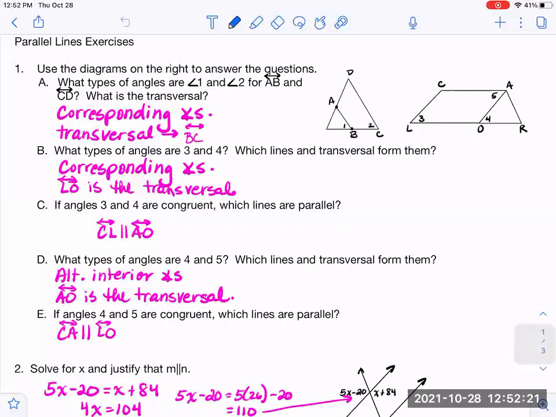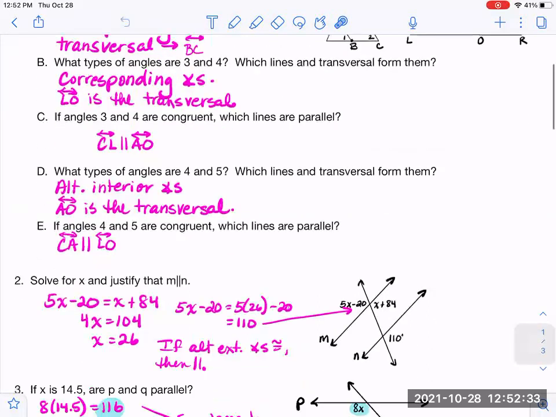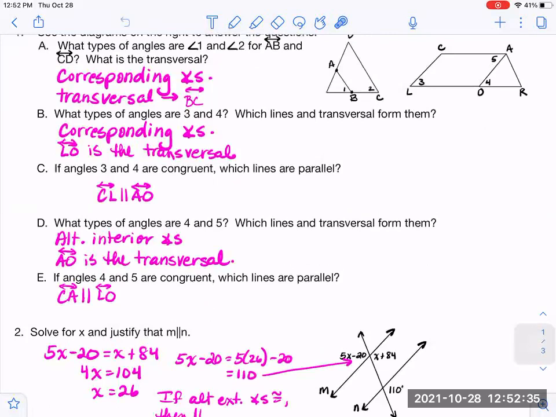All right, so my one correction to make is the transversal for number one is BC. It's not AB. I don't know why I wrote AB. It's BC. So does anyone have questions about any of the problems on this worksheet?